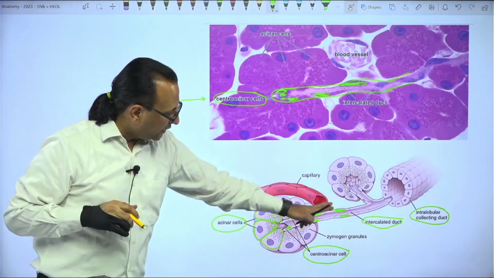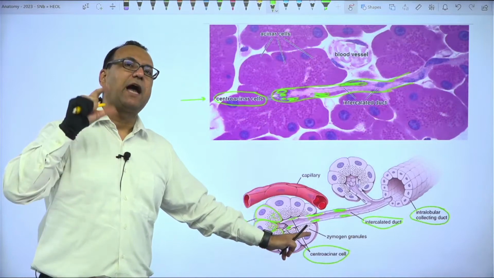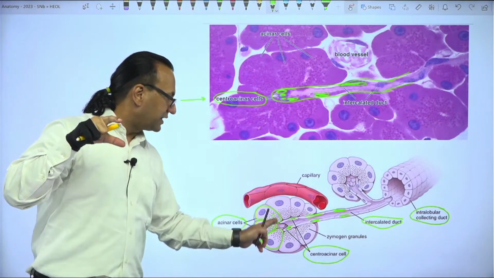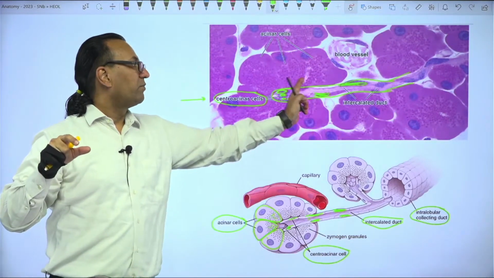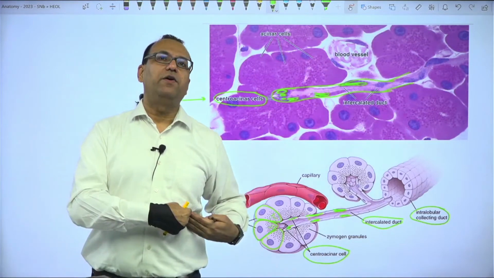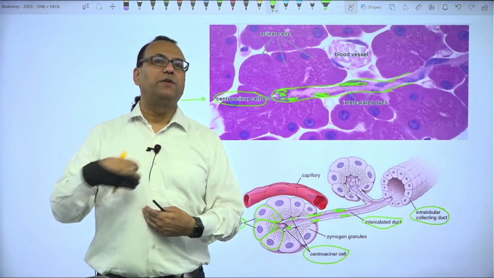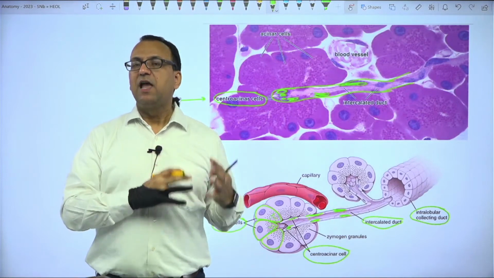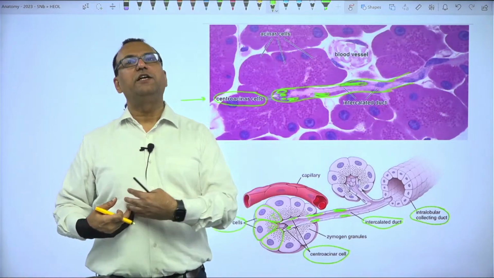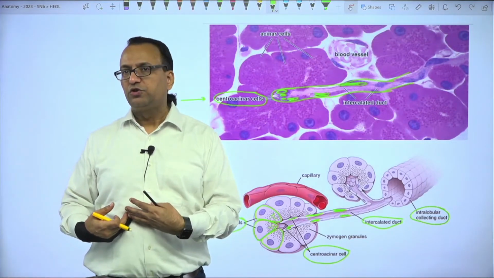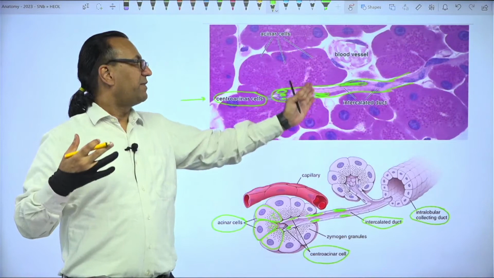What is the purpose of intercalated duct here in pancreas? The purpose of intercalated duct in pancreas is to give you bicarbonate rich fluid. Pancreas is supposed to give you bicarbonate rich fluid. Why should the intercalated duct give me bicarbonate rich fluid? Because pancreatic fluid should come to the second part of duodenum, which has received acidic chyme from the stomach. Stomach has HCl acid. That acidic chyme reaches the second part of duodenum. You have to neutralize the acid, and that neutralization of acid is done by pancreatic juice. So pancreatic secretions are alkaline, bicarbonate rich, given by intercalated duct.